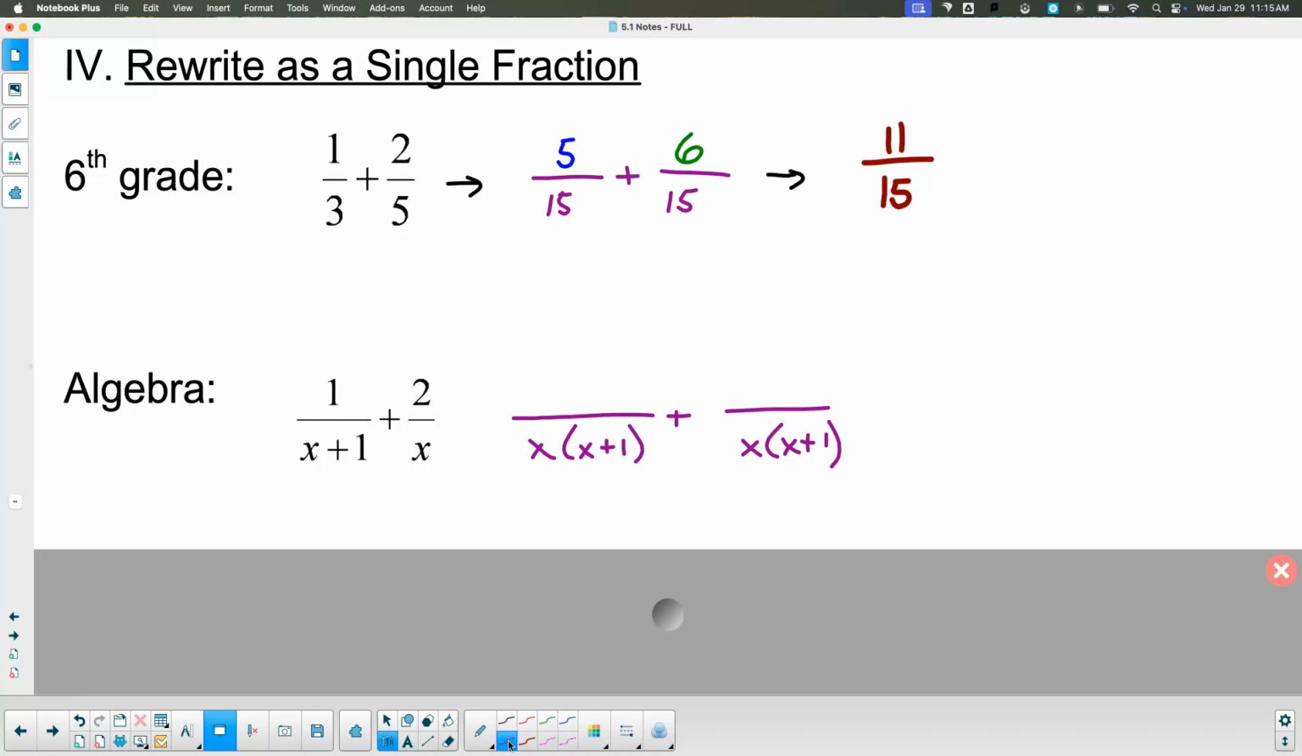Then I got to adjust my fractions, right? What's missing in the first fraction? Got to multiply it by an x, right? What's missing in the second fraction? X plus 1. Okay. Add the tops, right? So the tops then become, oops. Yep, I hit the wrong color.